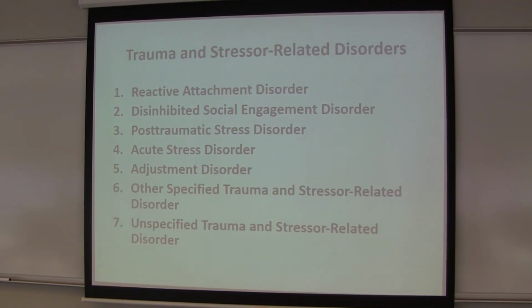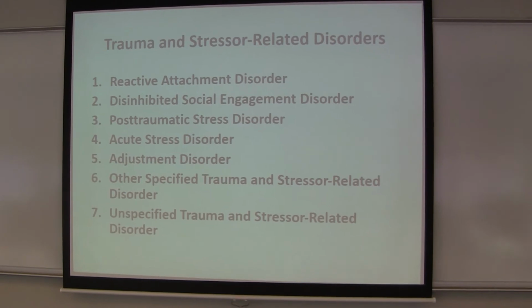Now let's talk about trauma and stressor-related disorders. According to DSM-5, there are 7 listed trauma disorders. The first is reactive attachment disorder. Next is disinhibited social engagement disorder, post-traumatic stress disorder, acute stress disorder, adjustment disorder, other specified trauma and stressor-related disorder, and unspecified trauma and stressor-related disorder.